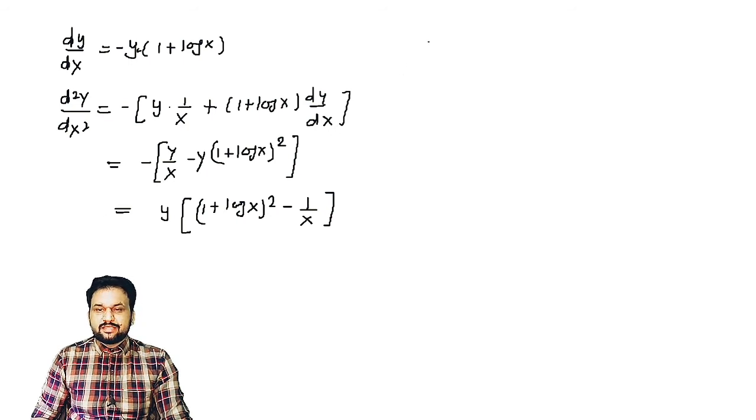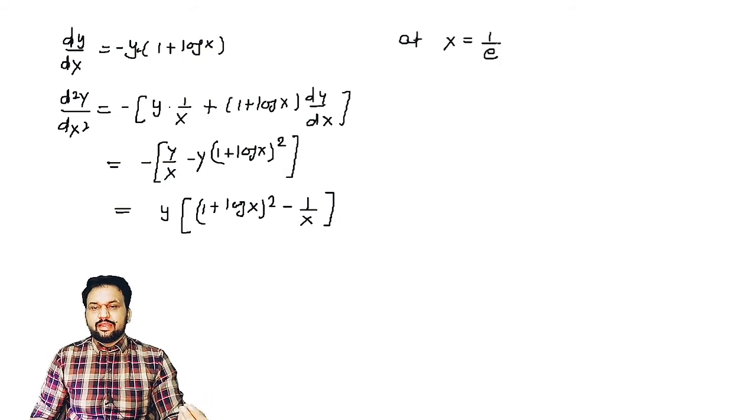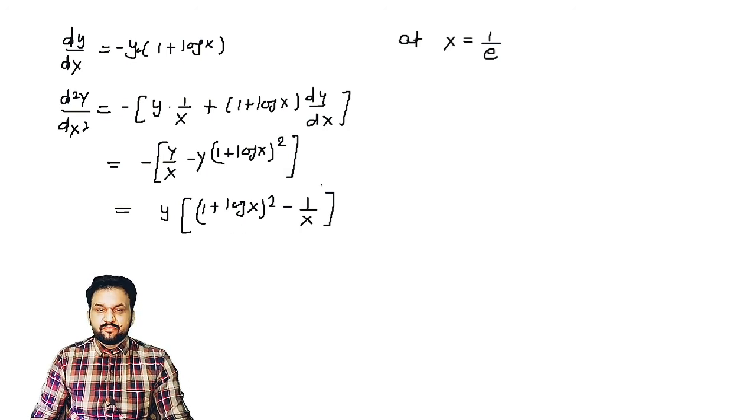Now the point is that you have only a single point, at x is equal to 1 by e. So you need to check only at x is equal to 1 by e whether this double derivative will be negative or positive. So if you replace that 1 by e, let's see what it becomes. So 1 by e, log 1 by e, and log e raised to power minus 1 will give you a negative sign, negative minus 1.